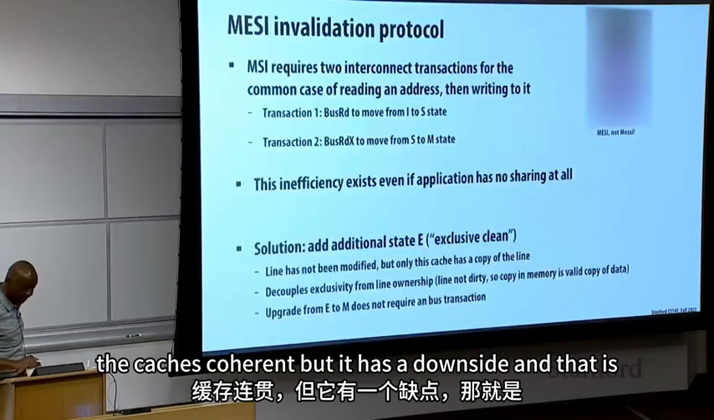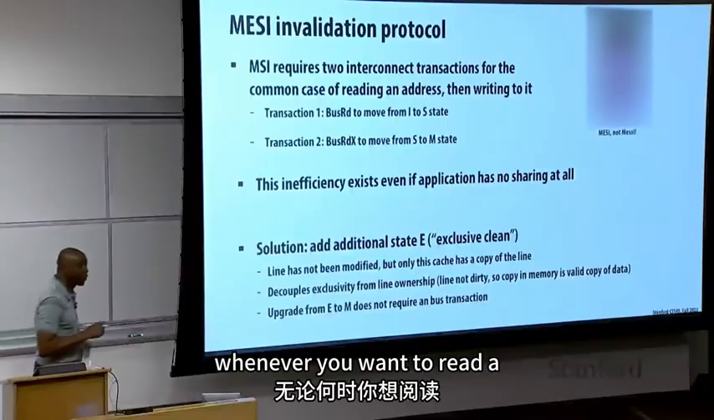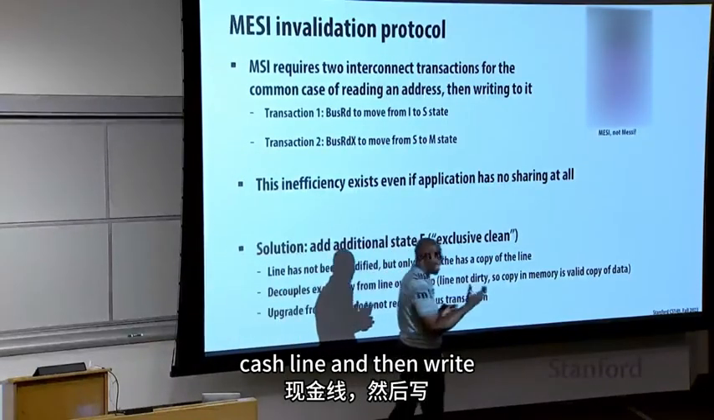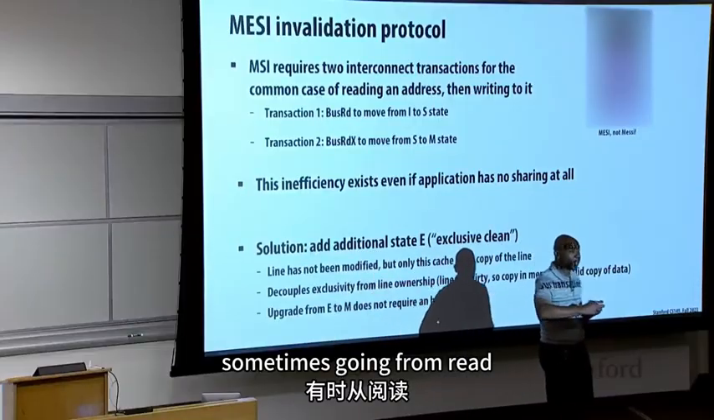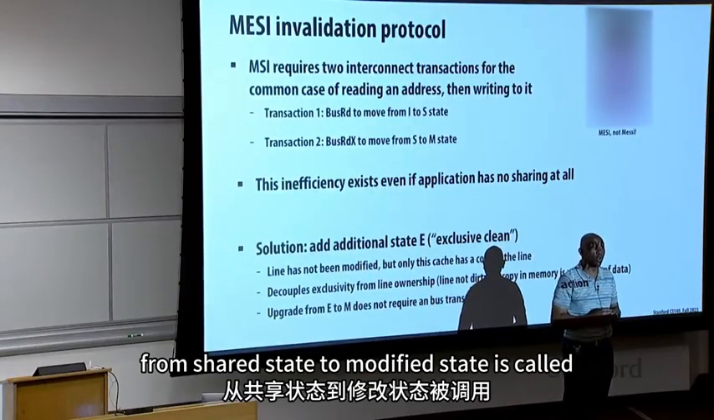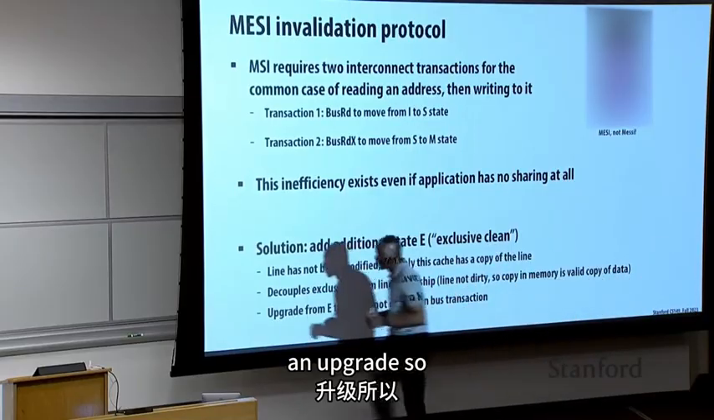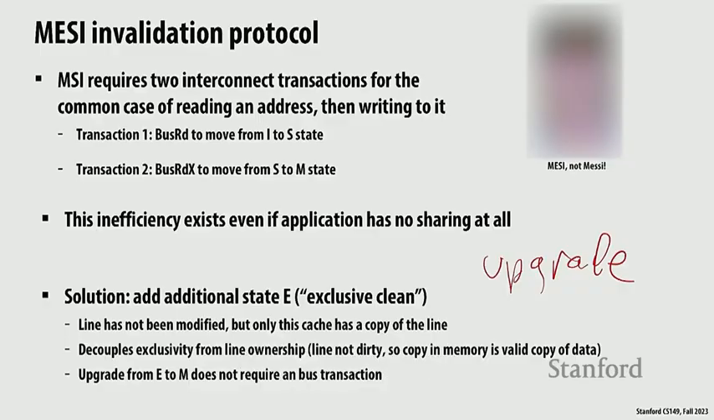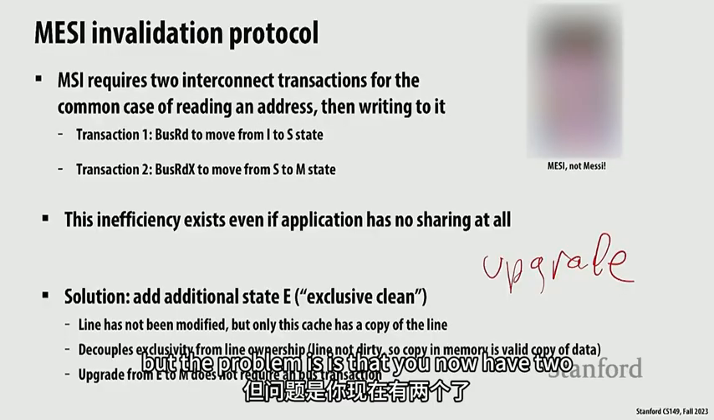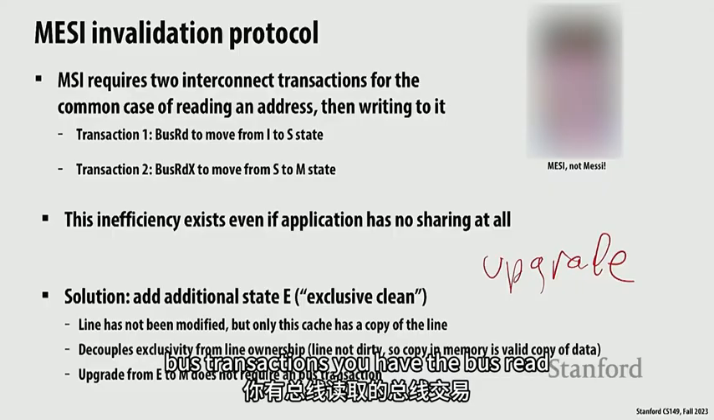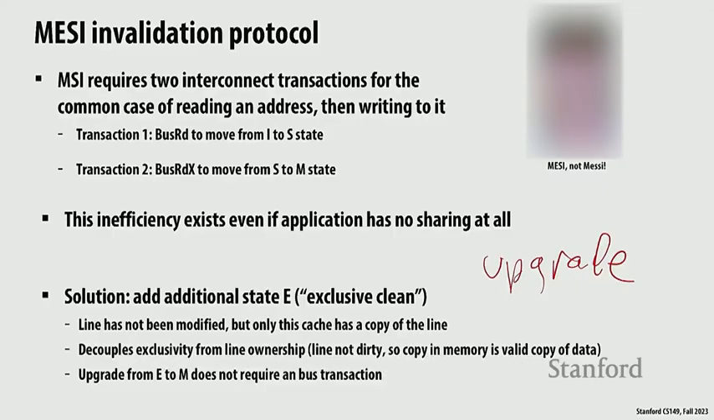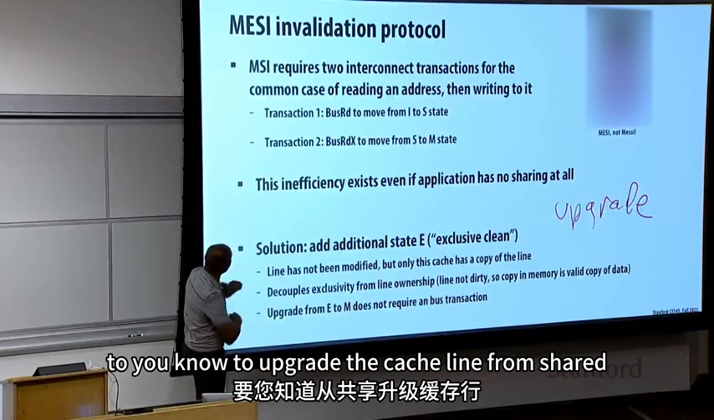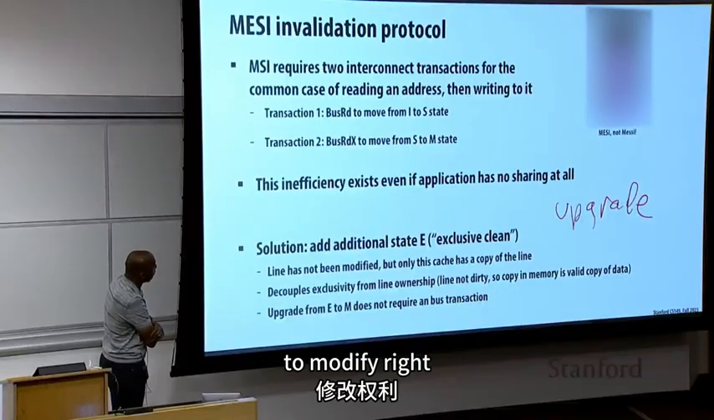Okay, so this is the way MSI works, and the result is, of course, it keeps the caches coherent, but it has a downside. Whenever you want to read a cache line and then write, going from shared state to modified state is called an upgrade. But the problem is that you now have two bus transactions. You have the bus read, which is a miss, and then you have a bus read exclusive, which is also a miss, to upgrade the cache line from shared to modified, right?